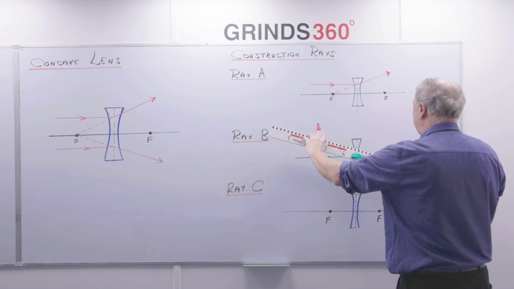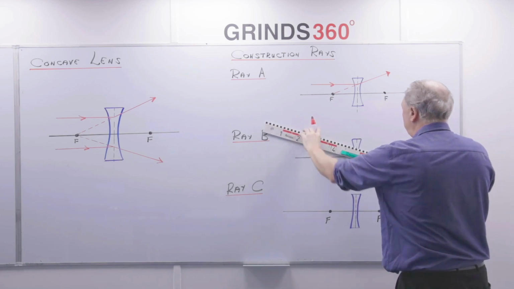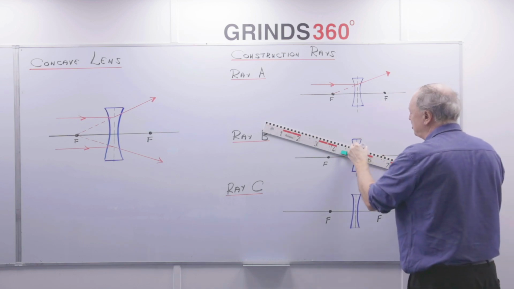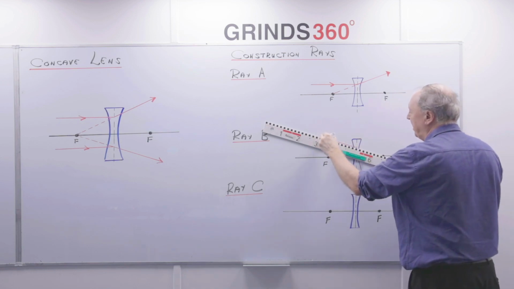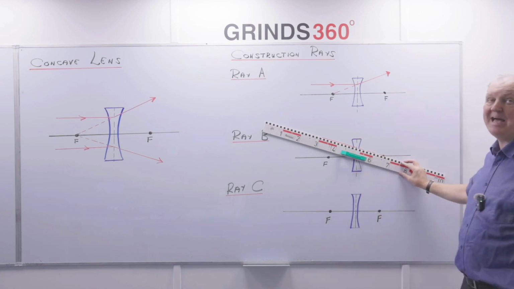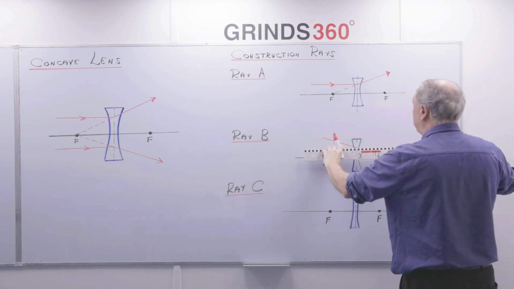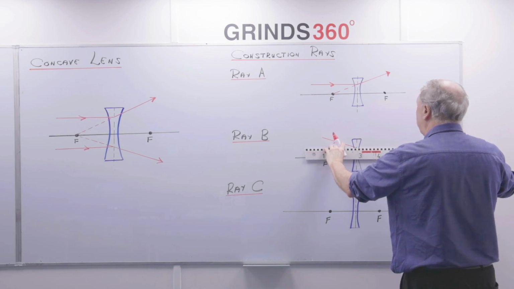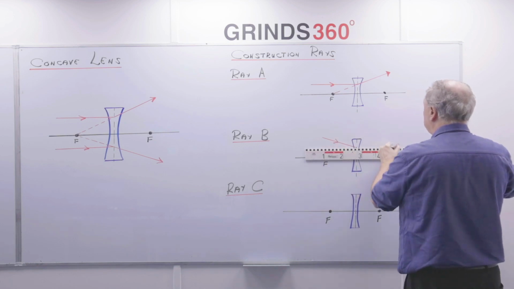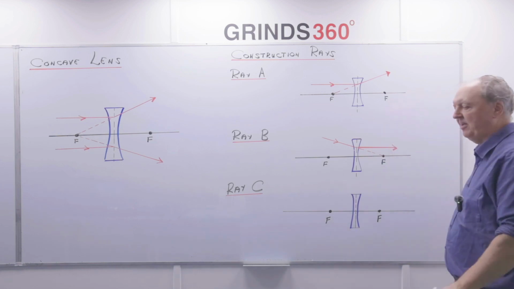So, if I send in a ray of light heading for the focus on the far side, there's my ruler. So as I said, it's a little bit tricky. There's a ray of light coming in, and it's heading for the focus on the far side. It obviously can't make it. What will happen to it? When it hits the lens, it'll be refracted out parallel to the principal axis. That's your second construction ray.